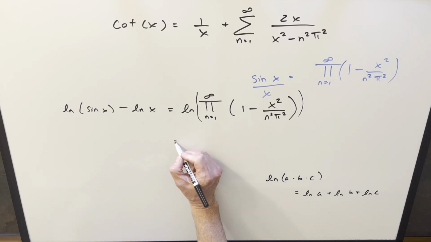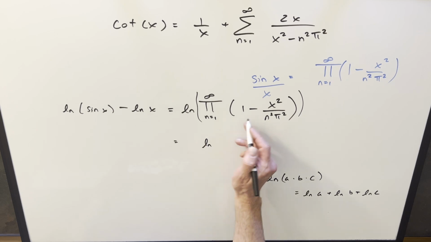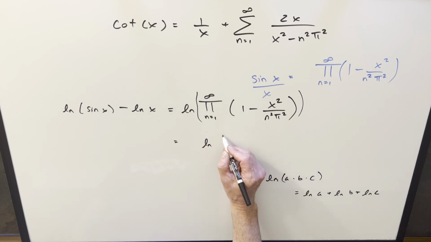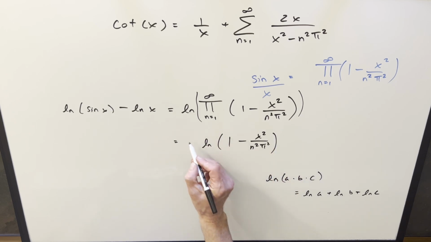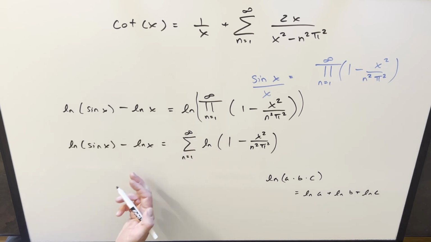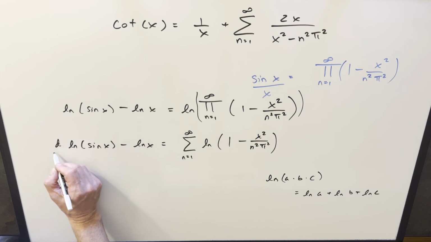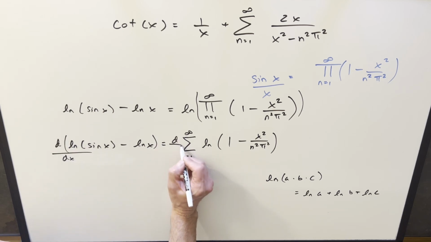So doing the same thing, we'll turn this into a sum. It's going to be each individual term with this as the input. So it's going to be natural log of 1 minus x squared over n squared pi squared. But we're going to be summing up an infinite number of terms. So I can write this as the sum from n equals 1 to infinity. But then from here, we can just differentiate both sides. So we're going to have, let's see, we'll write it as d/dx over here. Same thing on the right.